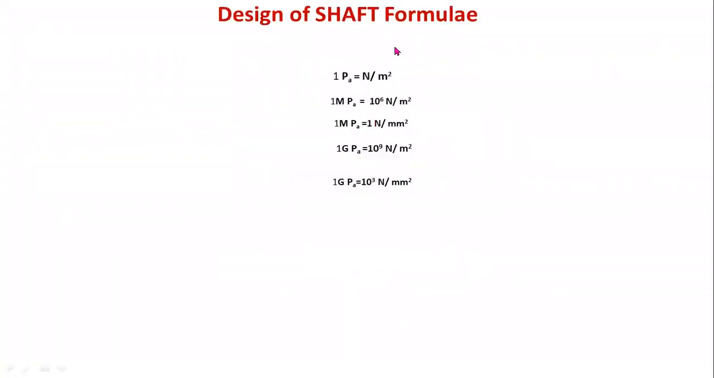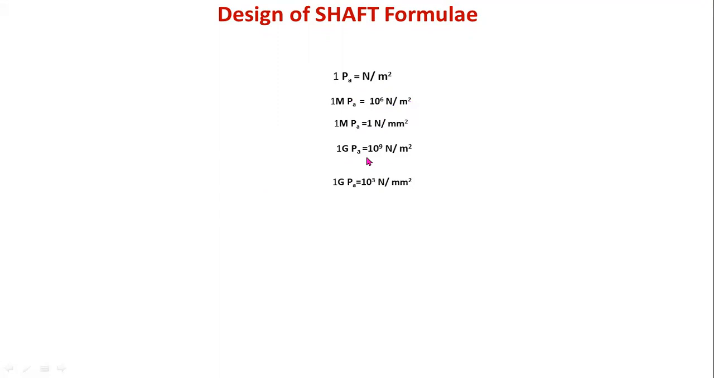Now, these are the important conversions. 1 Pascal equals 1 Newton per meter square. 1 megapascal equals 10 power 6 Newton per meter square. Same 1 megapascal also equals 1 Newton per mm square. So 1 megapascal equals 1 Newton per mm square, or 10 power 6 Newton per meter square.